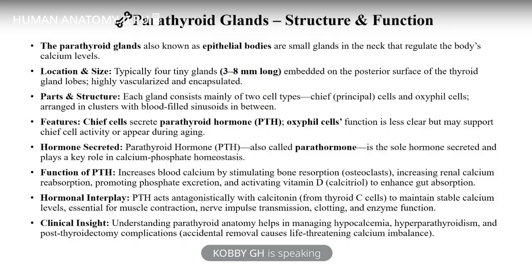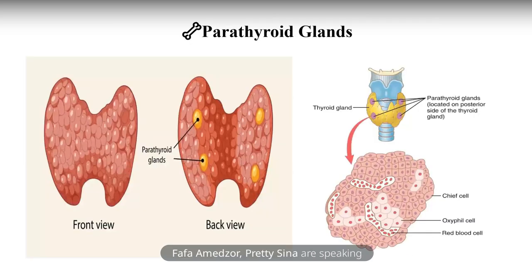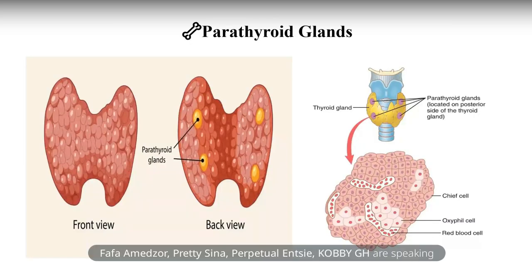Okay, what is the work of the chief cells? They produce the parathyroid hormone. That is excellent. What is another name for the parathyroid gland? Epithelial bone. Good, excellent.